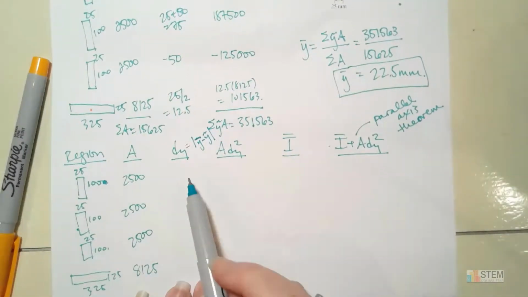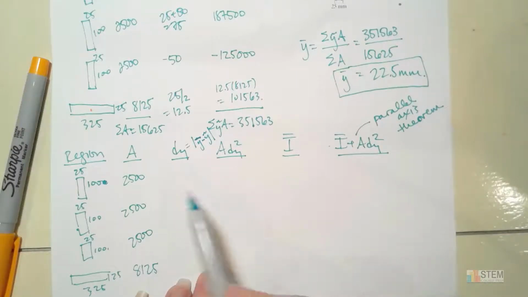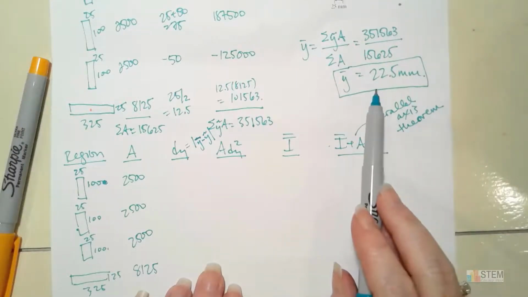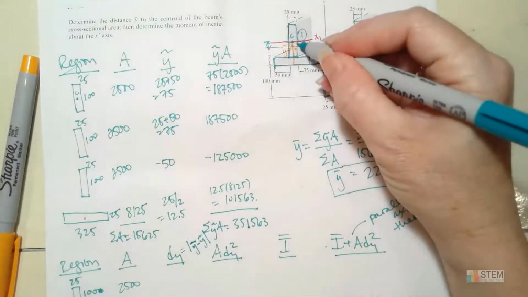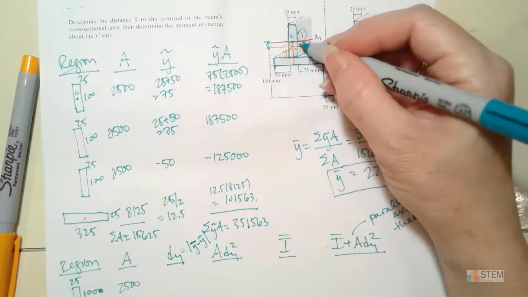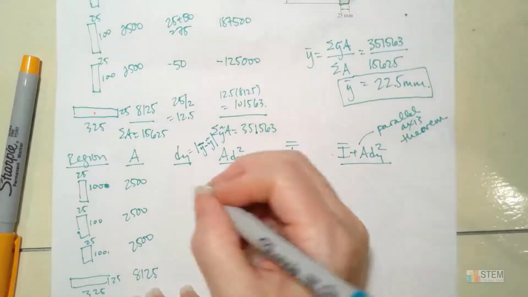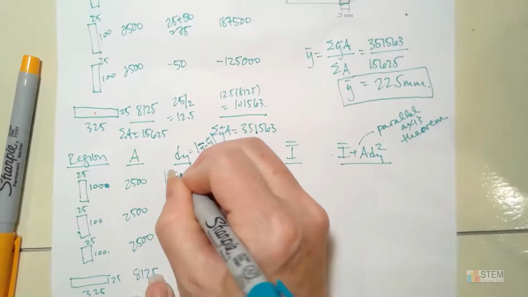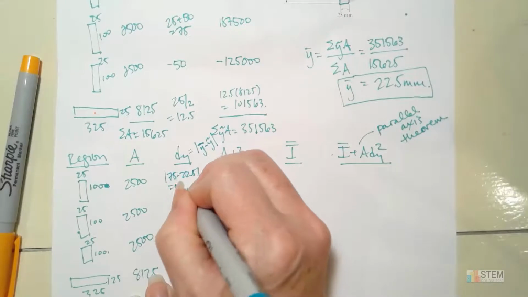Okay, so with that, for the first one, y tilde was 75, and then y bar is 22.5. All right, so if I subtract those, it's going to give me this distance right here, that little tiny dy distance. So that's what we want for this first entry. All right, so just subtract that, find the difference. It's going to be 52.5.